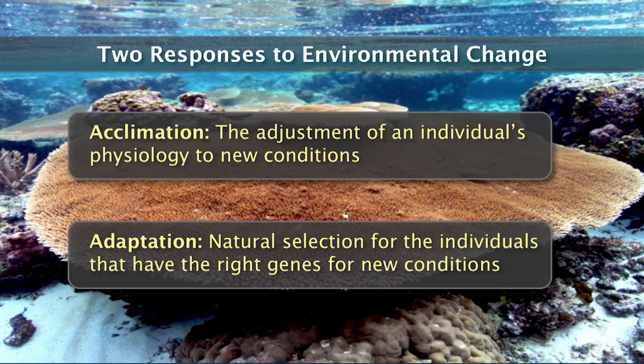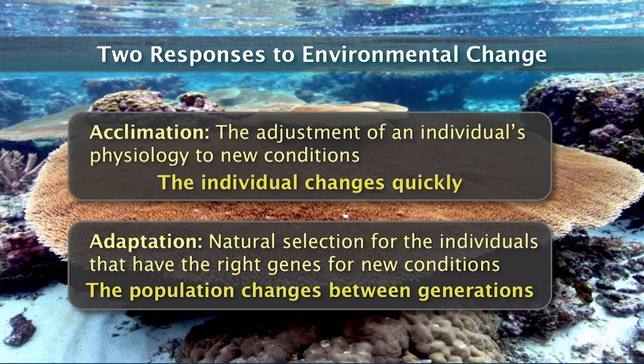Well, the reaction that corals have to temperature is an acclimation. Their physiology is changing. But there's another way that populations can respond. That's normal Darwinian evolution or adaptation. That's natural selection for the individuals that have the right genes for new conditions. So these two things, acclimation and adaptation, are pretty common in the biological world. We've just shown you that acclimation can happen in corals, and it happens quickly. Within at least a couple of years, maybe faster, within an organism's lifespan. Adaptation also happens, we think, in corals, but happens a little bit more slowly. It has to happen over generations.